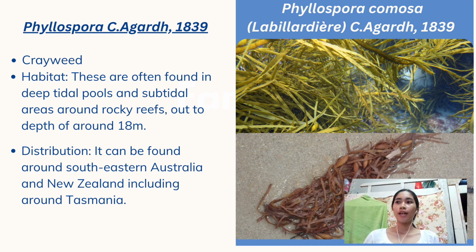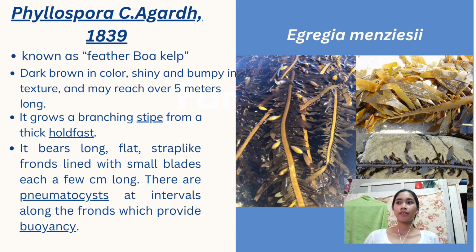So next we have Egregia menziesii. This is known as the feather boa kelp. It is dark brown in color, shiny and bumpy in texture, and may reach over 5 meters long. It grows as a branching stipe with a thick holdfast, or root-like structure. It bears long, flat strap-like fronds lined with small blades, each a few centimeters long. There are pneumatocystic intervals along the fronds which provide their buoyancy.